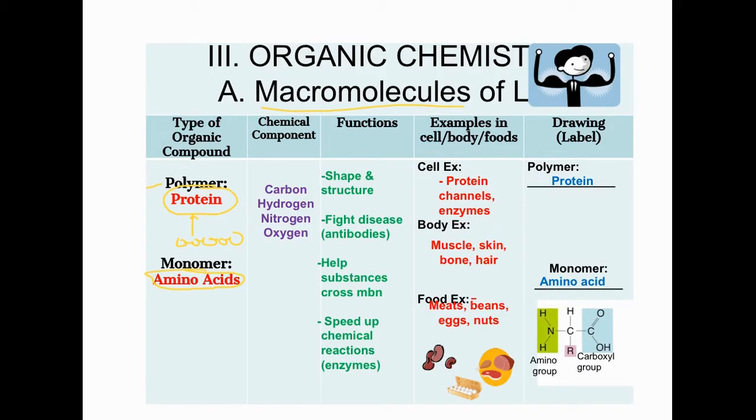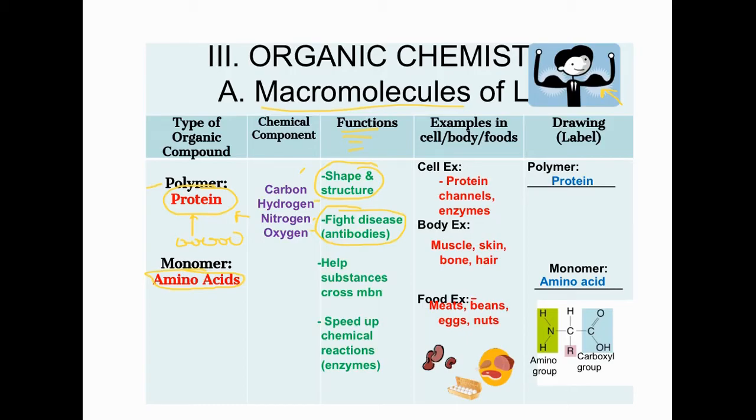Now, the chemical component, what are they made out of? They're made out of carbon, hydrogen, nitrogen now, and oxygen. Are you going to need to know that in my class? You won't. I'm not going to ask you about that. Functions, definitely need to know it. Shape and structure. So basically like this guy right here, his muscles made mostly of proteins. Here's another one, not super duper important, that's why I'm going to put it in yellow. Fight disease, antibodies, which your body produced to help fight illness, made of proteins.